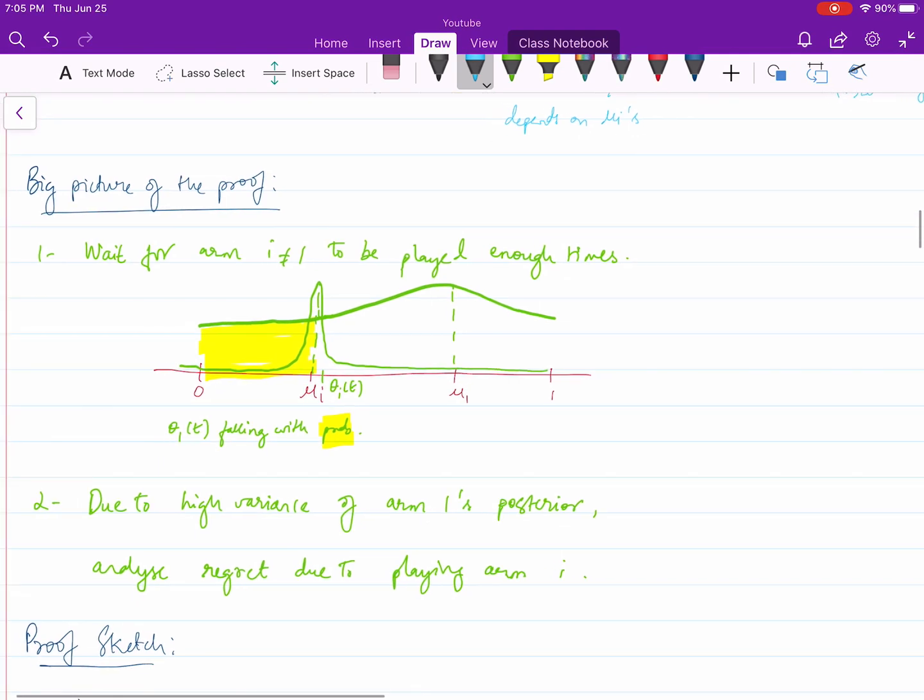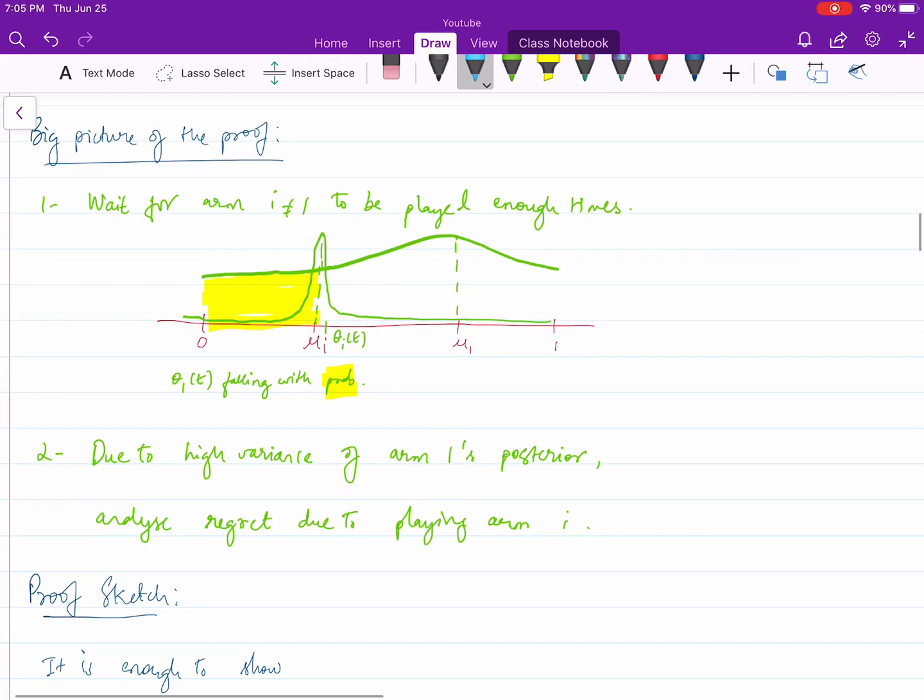First, let's have some bigger picture of the proof. This is a very simple description. We wait for the suboptimal arm i to be played enough times so that it concentrates in this fashion. This step is where we get the logarithmic regret. So philosophically, we need some minimum amount of samples so that we can guarantee that we can identify the suboptimal arm.